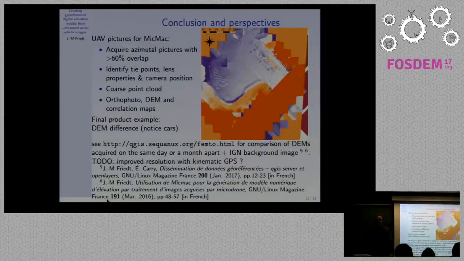We create a coarse point cloud to make sure that the position of the camera was properly modeled by MicMac. And the result is orthophoto, digital elevation model, and the correlation maps to make sure that we can assess the quality of a result. If you want some of the examples, we distribute this through the web server of QGIS, so you can connect to this website to have the OpenLayers version of these results.